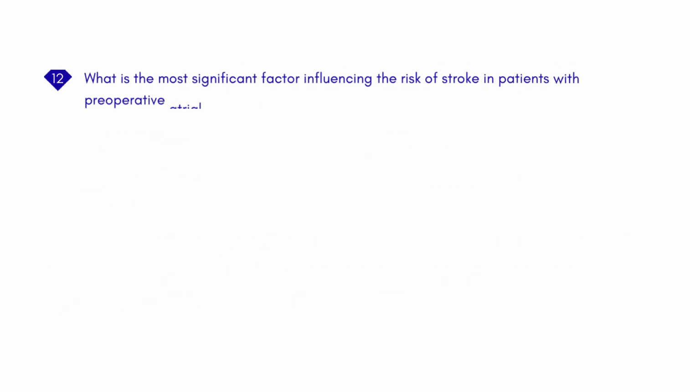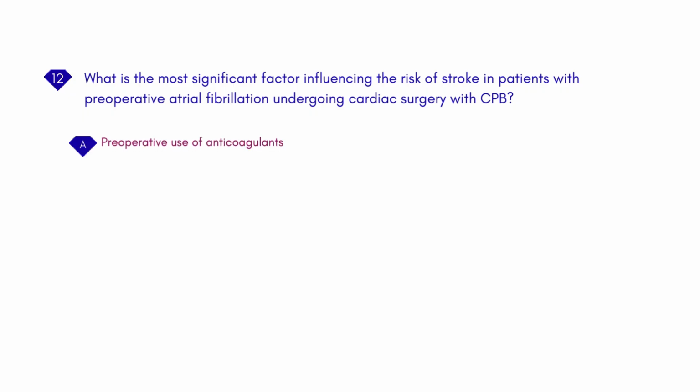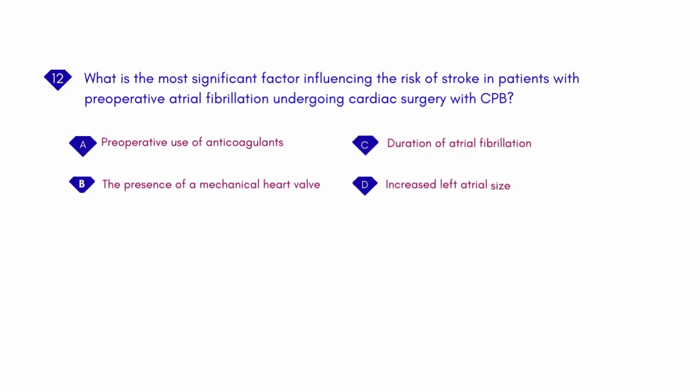What is the most significant factor influencing the risk of stroke in patients with preoperative atrial fibrillation undergoing cardiac surgery with CPB? A. Preoperative use of anticoagulants. B. The presence of a mechanical heart valve. C. Duration of atrial fibrillation. D. Increased left atrial size. Answer: D. Increased left atrial size.